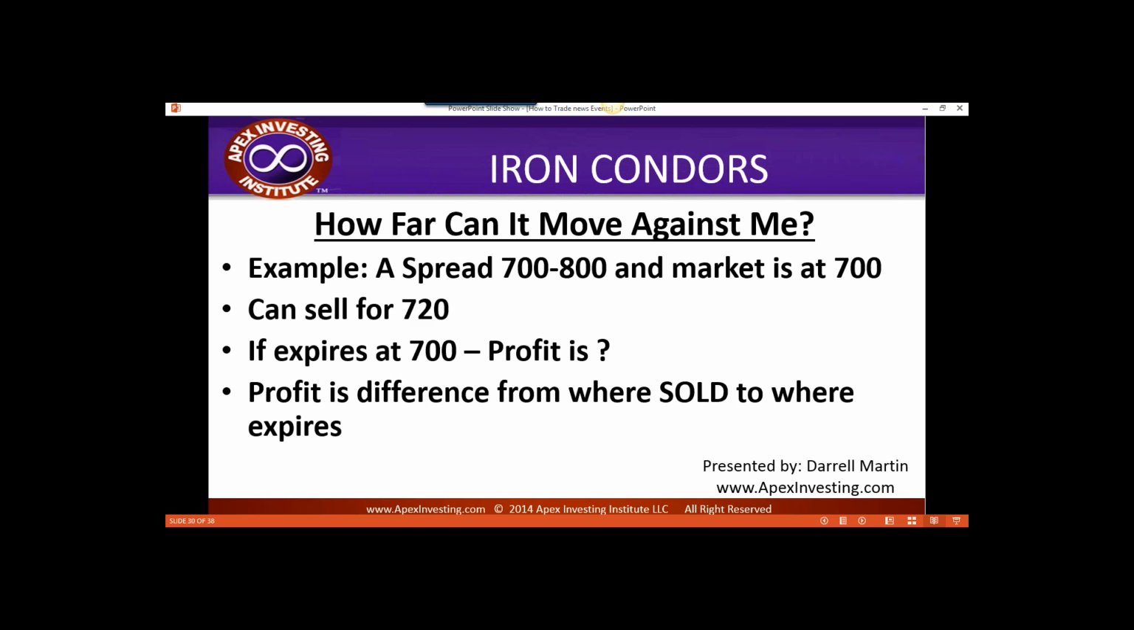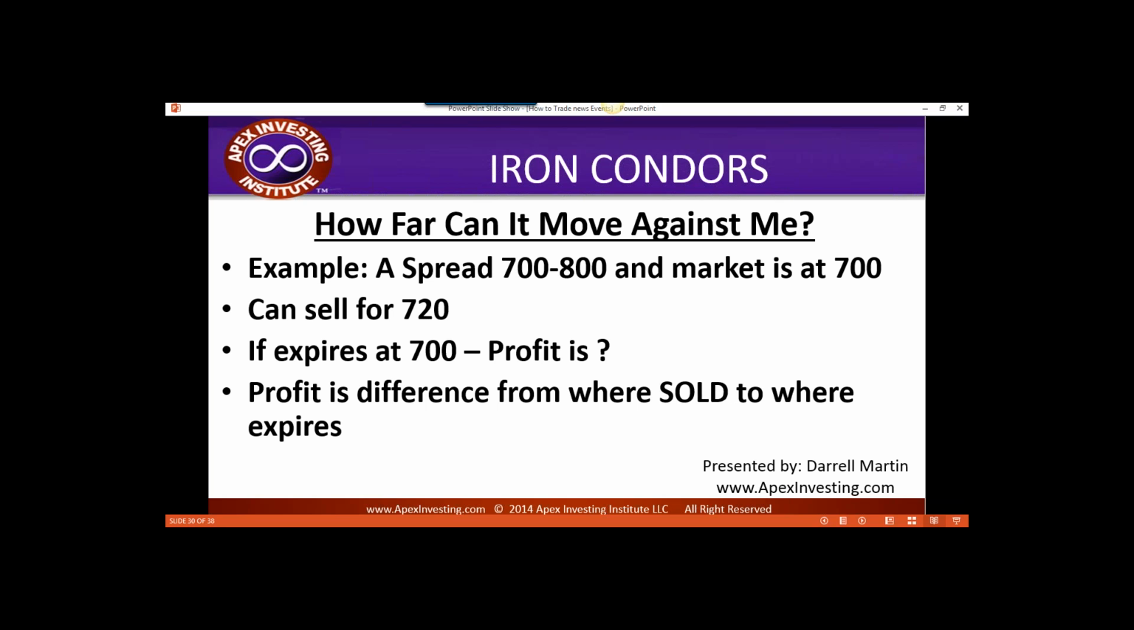So let's look at a different example. If there's another spread that is from 700 to 800, so 700 is the bottom, the floor, 800 is the top, the ceiling. So another spread, same thing, market's at 700, but I'm able to sell the spread at 720.